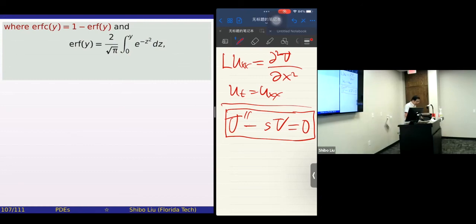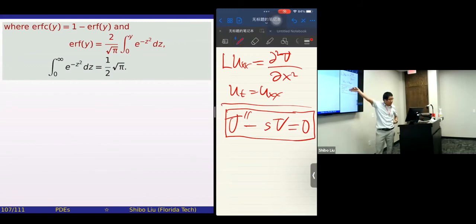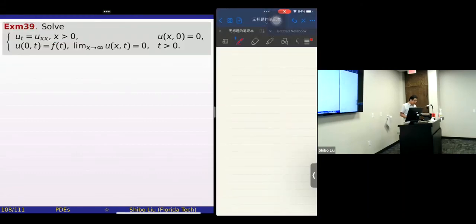Using the definition of ERF and this integral, you should have computed this integral when you studied calculus 3, multivariable calculus. You should know this integral. So using this tool, you will see that our ERF is precisely the integral I wrote before. This is not important, but you should know this simple computation. Now let's go to the next example.